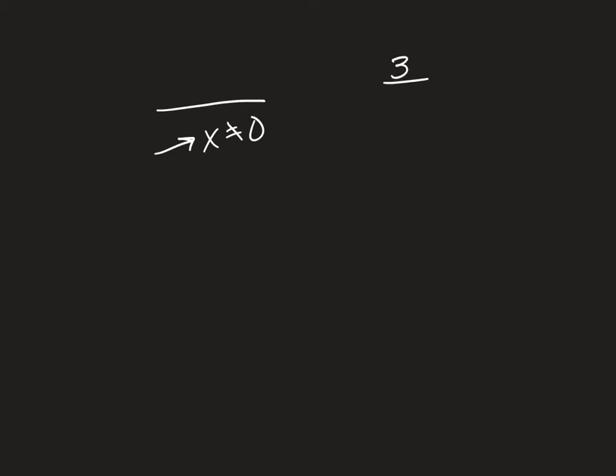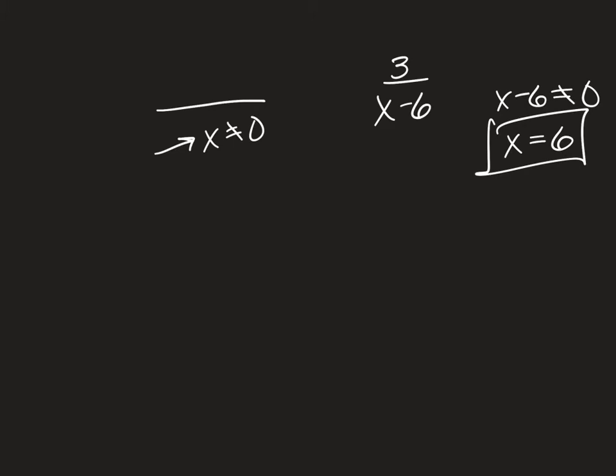So if I see this function and it's x minus 6, all I've got to do is take this denominator and make sure that it does not equal 6. So I add the 6 over. So that means there is a restriction on the domain. I cannot use the number 6.